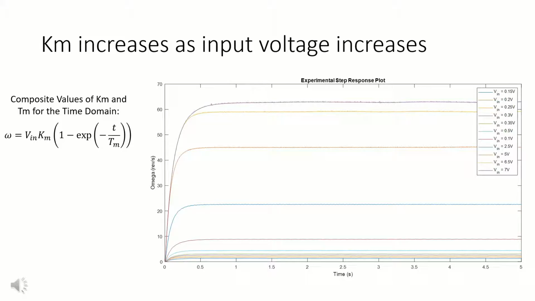Another factor could be the response of the motor varying due to imperfections in the components relative to the ideal motor design. To find the composite values of Km and Tm for the time domain model, one can use the equation shown here.